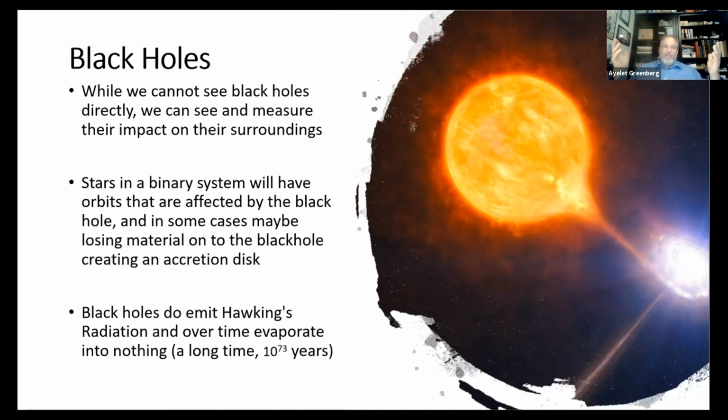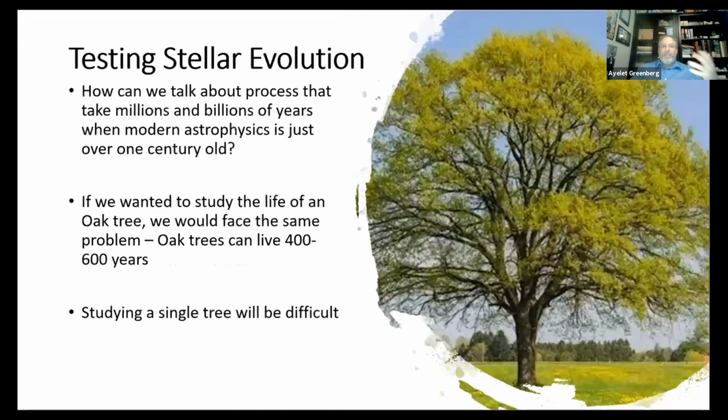So that is how large stars can end their lives. They can end their lives as neutron stars. They can end their lives as black holes. Now, the key question after all of this is, how do we really know? How do we test this theory of stellar evolution? And how can we tell? I mean, modern astrophysics has been around for less than 100 years, or about 100.